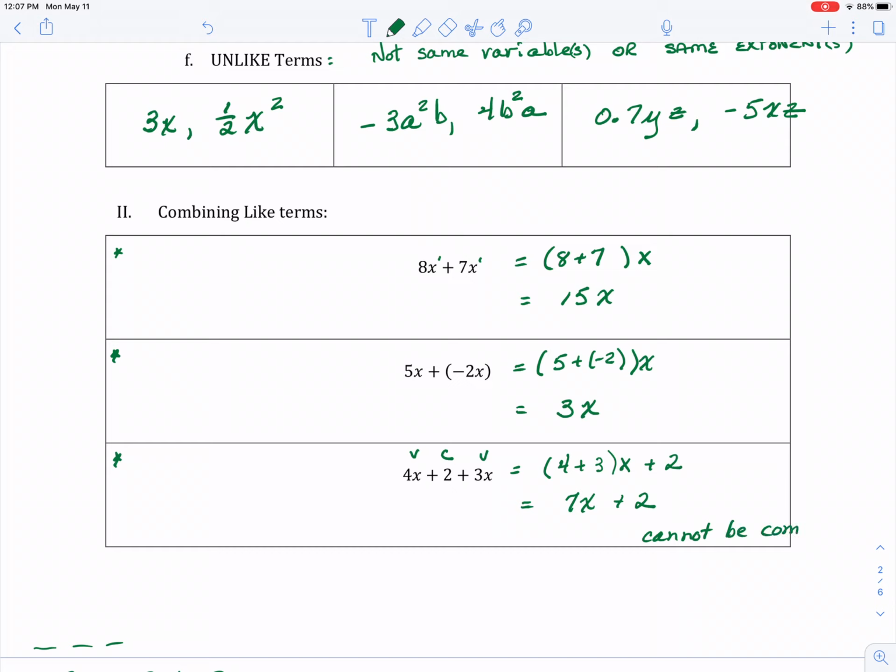All right, so I hope that helps us get started with some of the vocabulary of like and unlike terms and coefficients. And I'm going to stop right there, and I'm going to continue on in the next segment.